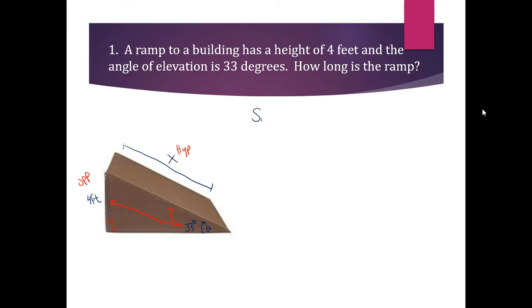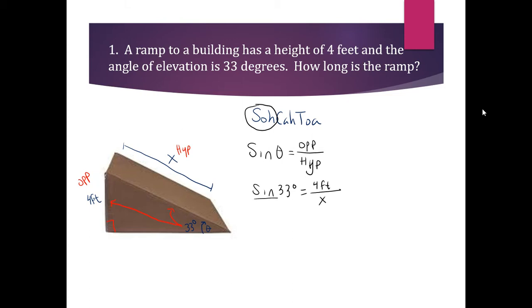So using SohCahToa, I know that when using opposite and hypotenuse at this point, we use the sine ratio. Sine, again, is opposite over hypotenuse. And we're going to go ahead and plug in theta, which is 33 degrees, and the opposite. And x is what we're looking for. And in this case, because x is in the denominator, we're going to use division. So x equals 4 feet divided by sine of 33 degrees.